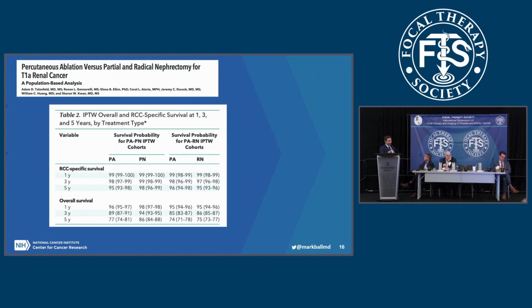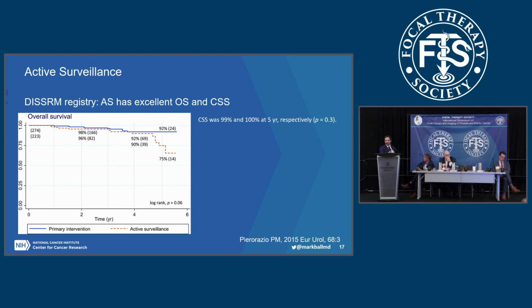Now, despite that, we do know that RCC-specific survival for small renal masses really is excellent across the board. And so if I can draw your attention to the 5-year RCC-specific survival, really 95 to 98% for either percutaneous ablation, partial nephrectomy, or radical nephrectomy. So given that, how does active surveillance stack up?